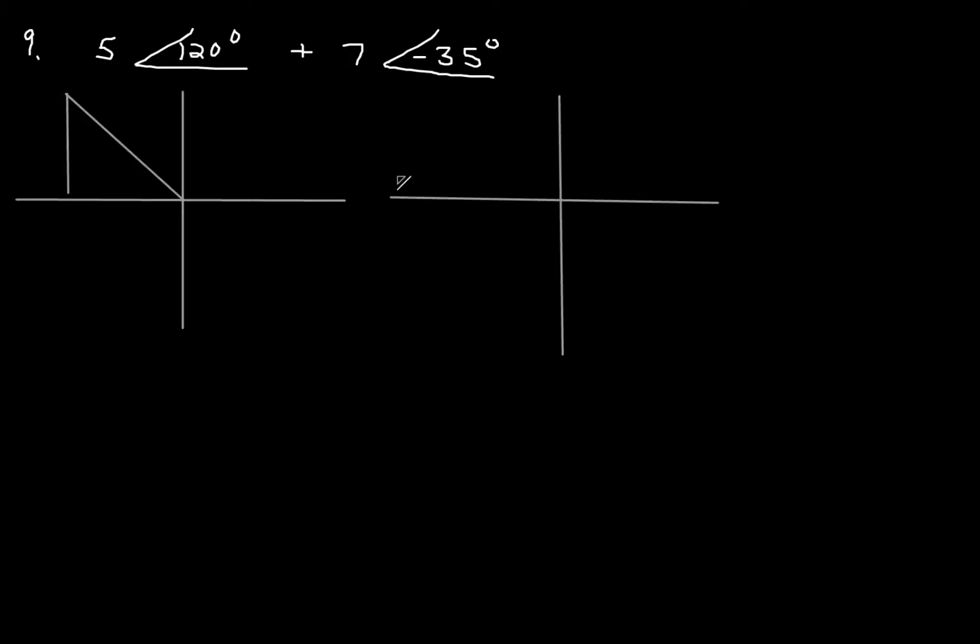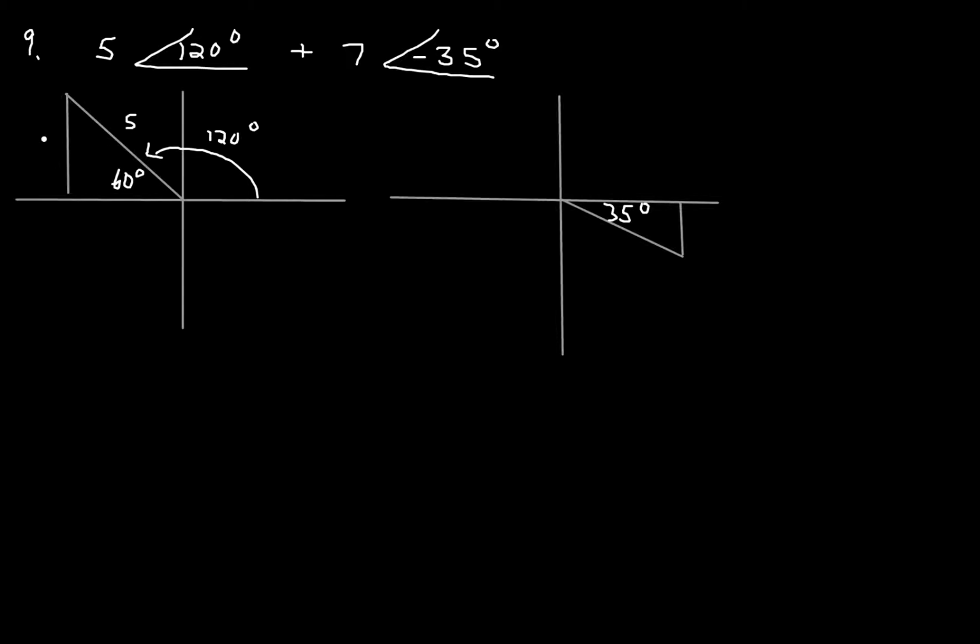And let's do the other one. I could have done these both on the same track, but I didn't. Okay, negative 35 degrees means we're going to go down and complete our triangle. Alrighty, so this is 5. This is going to be 120 degrees right here. So that means what's left is going to be 60 degrees. And this is going to be 35 degrees.